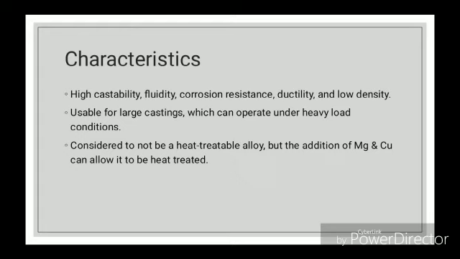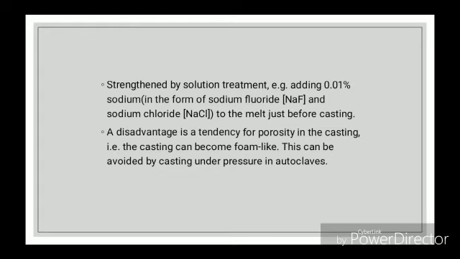Considered to not be a heat treatable alloy, but the addition of magnesium and copper can allow it to be heat treated. The alloy can be strengthened by solution treatment. Example: adding 0.01% sodium in the form of sodium fluoride and sodium chloride to the melt just before casting. A disadvantage is the tendency for porosity in the casting. That is, the casting can become foam like. This can be avoided by casting under pressure in autoclaves.